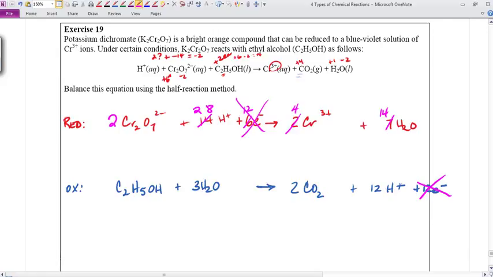Can I clean up anything else? Oh, you betcha. I can get rid of those 12 H pluses and take 12 away from this so that they become 16 H pluses. I can get rid of these 3 waters, and this becomes now 11 waters. So let's see how that worked out.